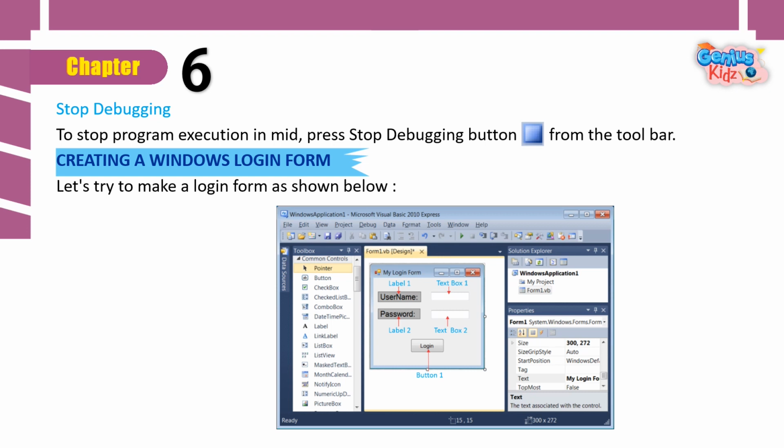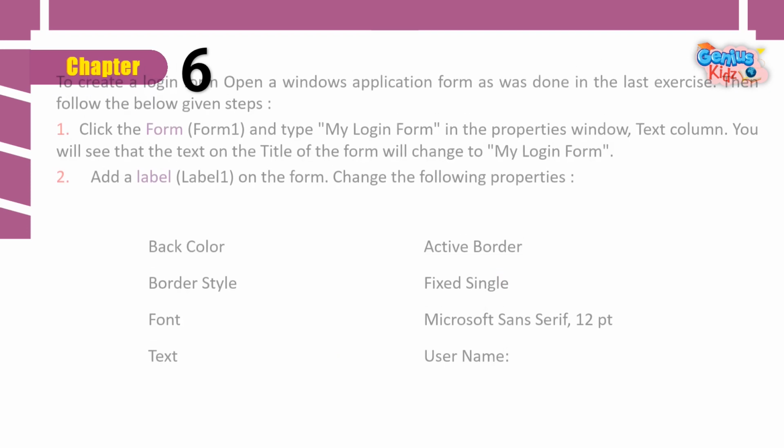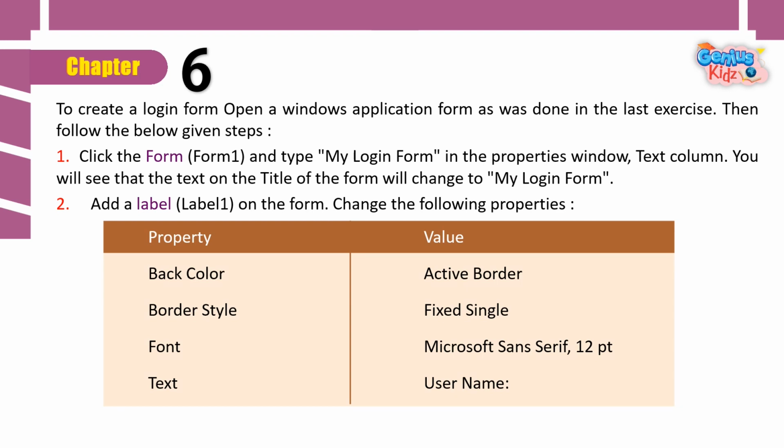Creating a Windows login form. Let's try to make a login form as shown below. To create a login form, open a Windows application form as was done in the last exercise. Then follow the below given steps. 1. Click the form, Form 1, and type My Login Form in the Properties window, text column. You will see that the text on the title of the form will change to My Login Form.